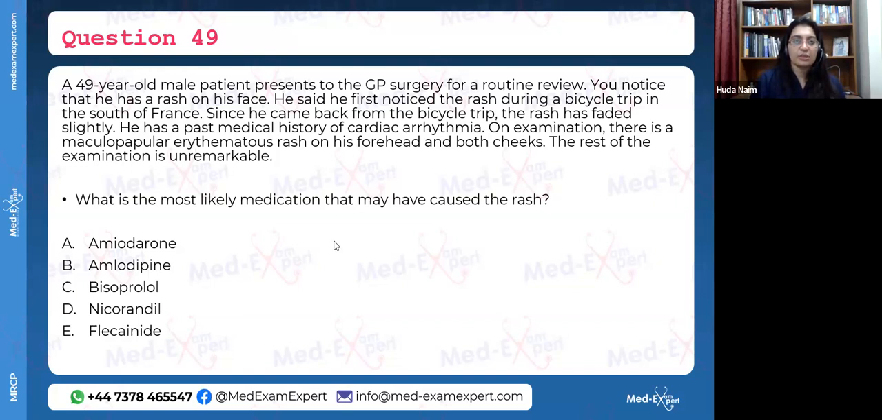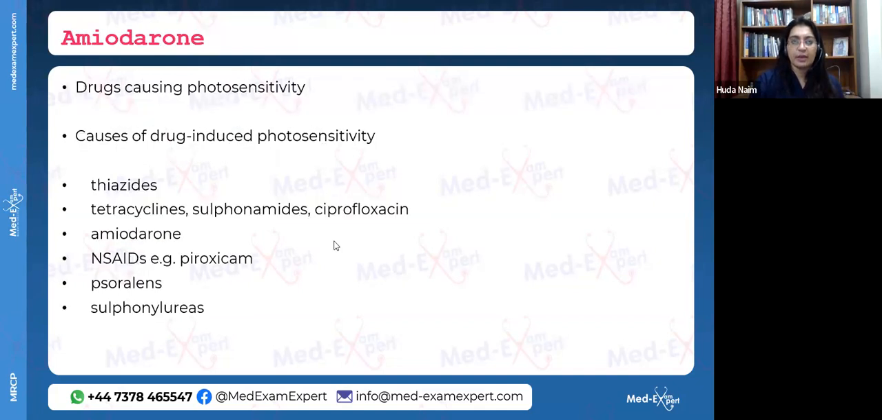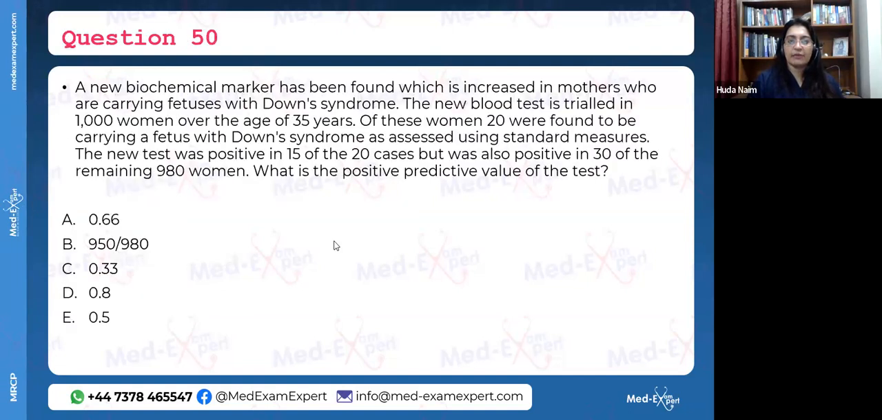Which medication has caused this photosensitive rash? A, Dr. Fahim, you're correct. It's amiodarone. Yes, amiodarone leads to photosensitivity. The drugs which lead to photosensitivity include thiazides, tetracyclines, amiodarone. Amongst the NSAIDs, it's piroxicam, then psoralens, sulfonylureas. All of them lead to drug-induced photosensitivity. Okay. 50th question, and then we take a 5-minute break.